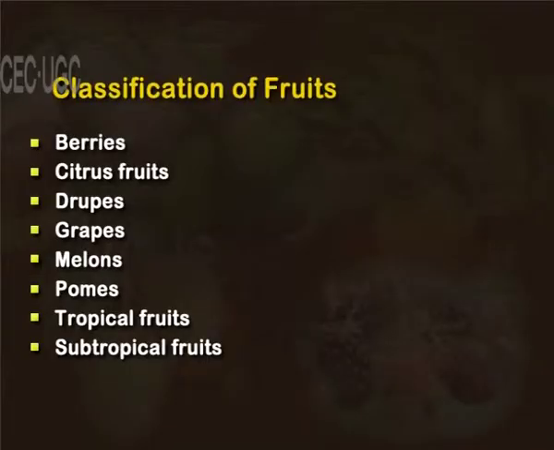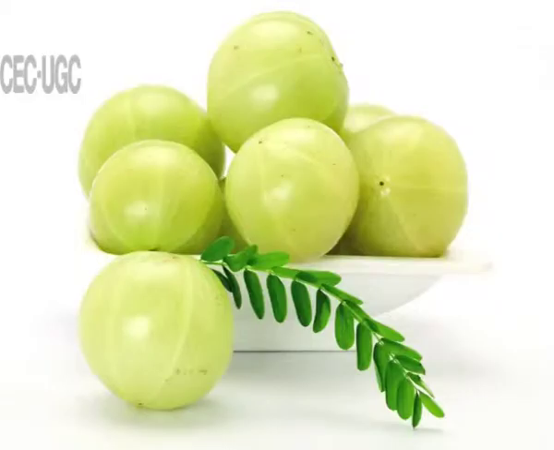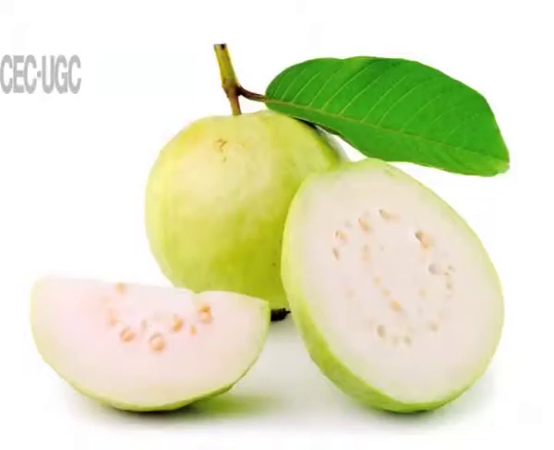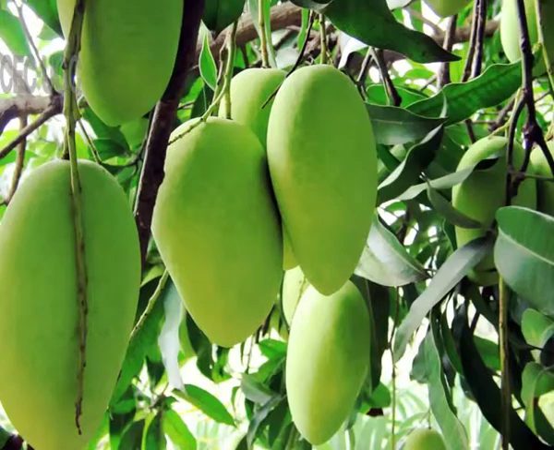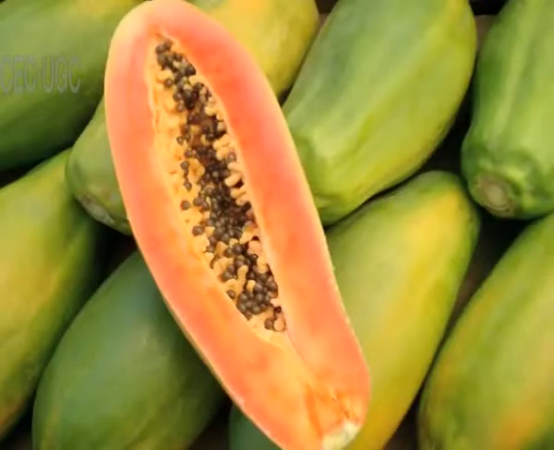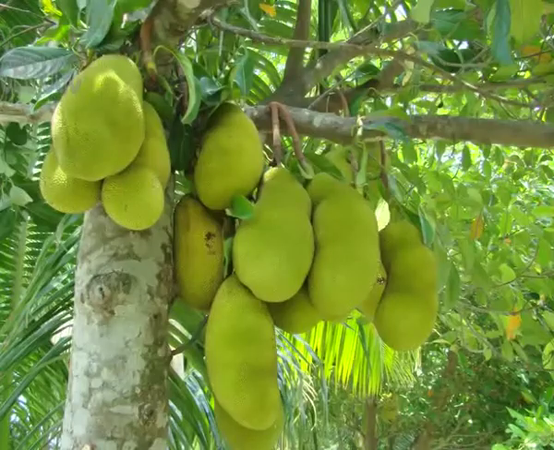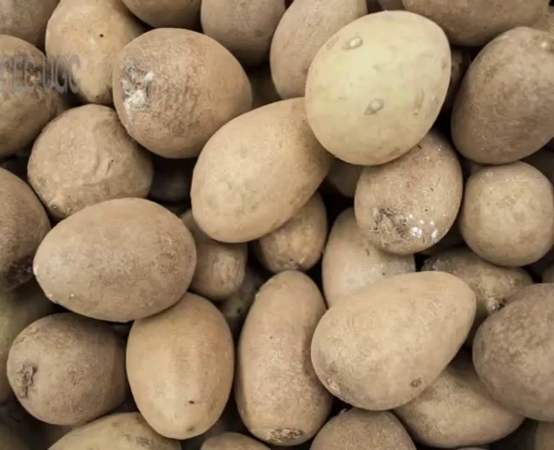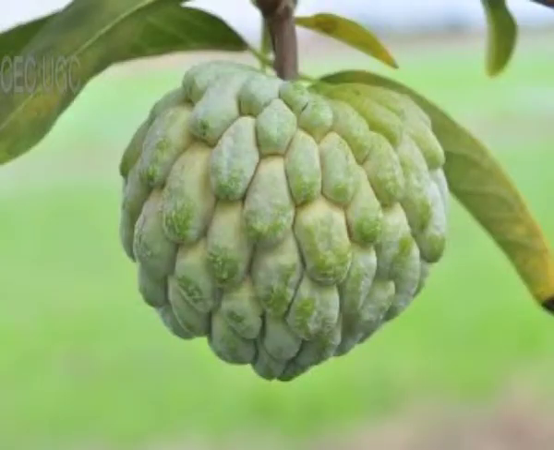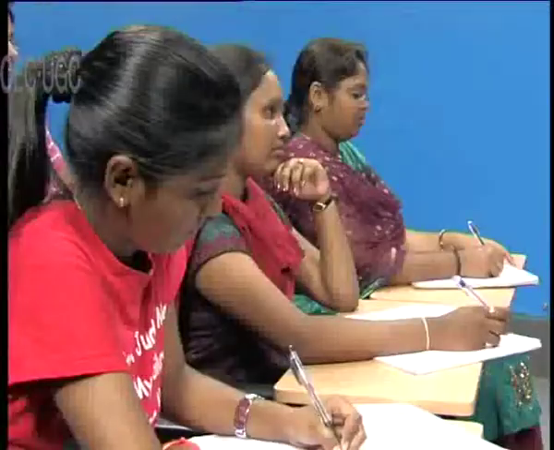Now tropical and subtropical, under this we have amla, avocado, banana, dates, guava, mango, what we call jamun or jambu fruit. We have papaya, passion fruit, jackfruit, pomegranate, sapota and pineapple, and most important, very indigenous to India, sitafal. Now let us look at the composition and nutritive value of the fruits.